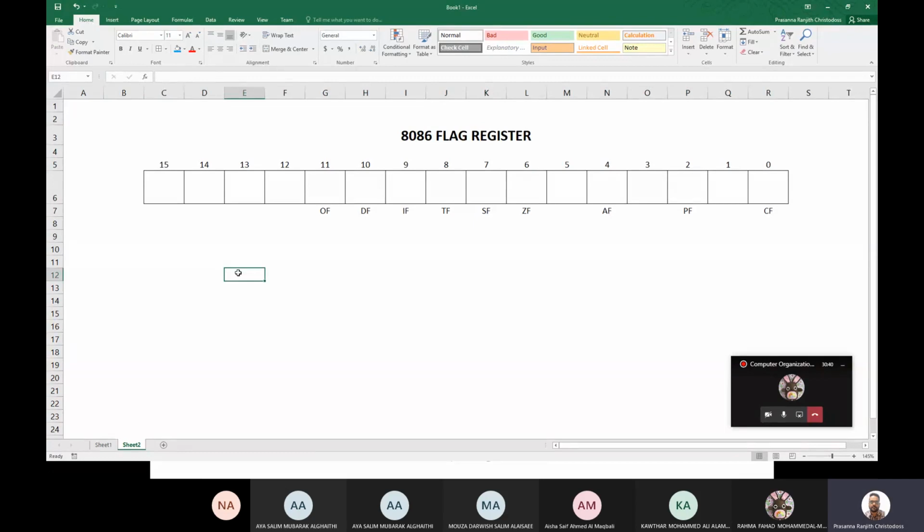So now what happens? This is called the status flag. What do you mean by status? It is going to tell you what the status is after every operation. For example, I'm going to have MOV AL comma 05. MOV BL comma 02.